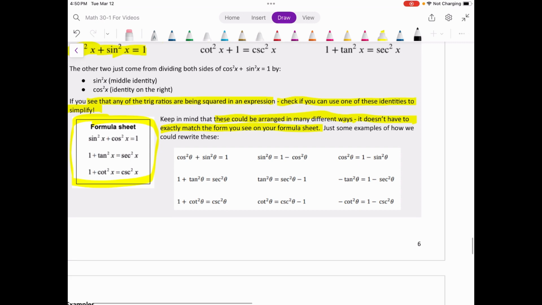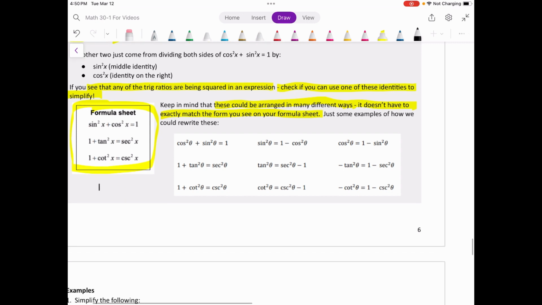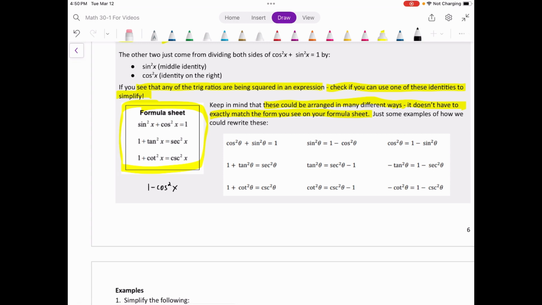For example, if you saw something like 1 minus cos squared x, well, we could replace that. Can you see how that's just equivalent to sine squared x? Because if sine squared x plus cos squared x equals 1, then subtract cos squared x from both sides. So 1 minus cos squared x is just the same as sine squared x.